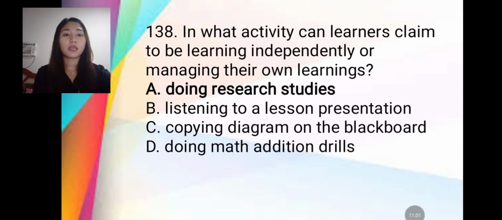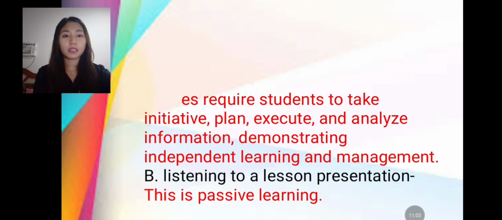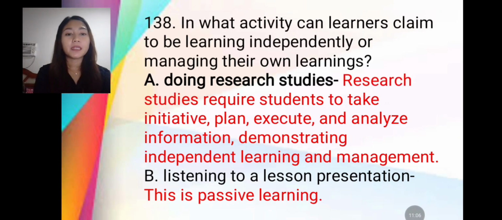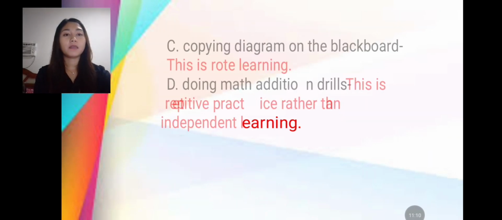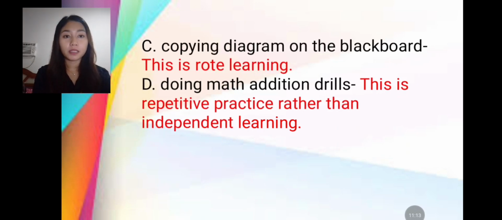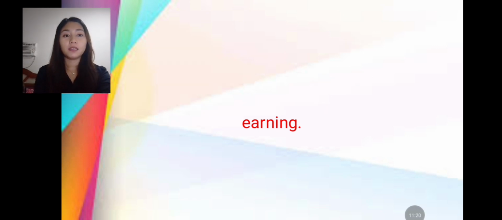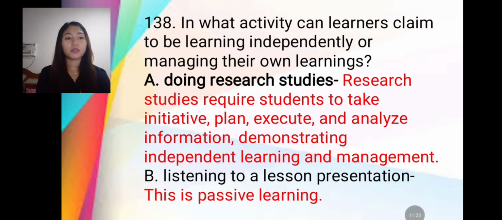Doing research studies. So why not B, C, and D? Letter B, this is passive learning. Well, letter C, this is rote learning. And letter D, this is repetitive practice rather than independent learning. So the answer is letter A, which is research studies. Research requires students to take initiative, plan, execute, and analyze information, demonstrating independent learning and management.